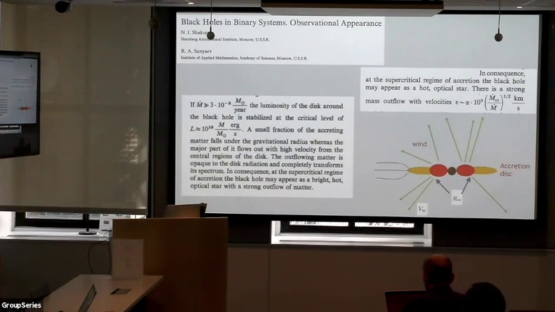Okay, so you read in the abstract that the outflowing matter, blah, blah, in the supercritical regime of accretion a black hole may appear as a bright, hot, optical star with strong outflow of matter. This is the abstract. And this is in the body of the paper: in consequence, at a supercritical regime of accretion, the black hole may appear as a hot optical star. And so there is a strong mass outflow with this velocity. They actually give an expression for the velocity.